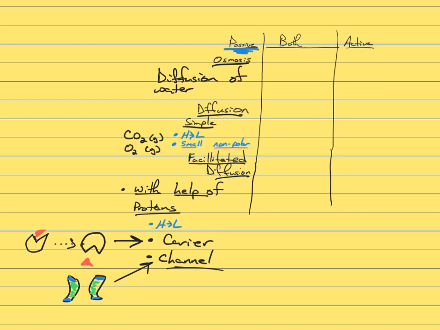So again, from what? From high to low. So in all these passive forms, it's all high to low. It's all with the concentration gradient.